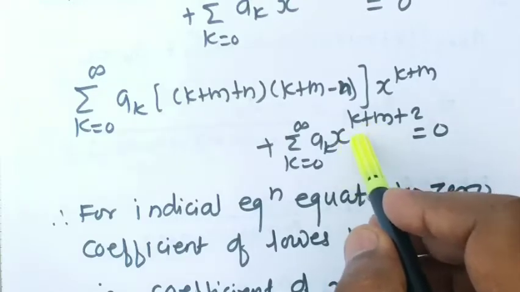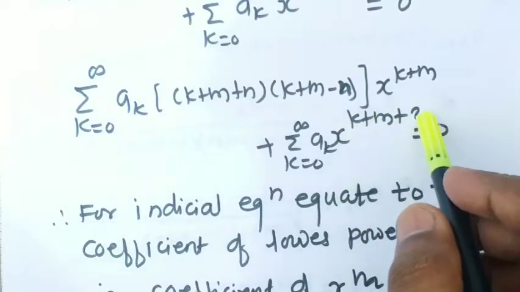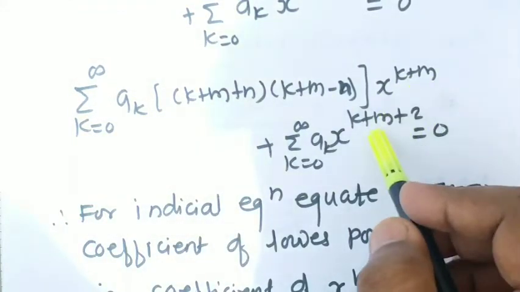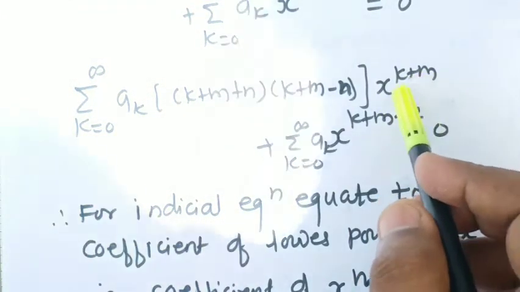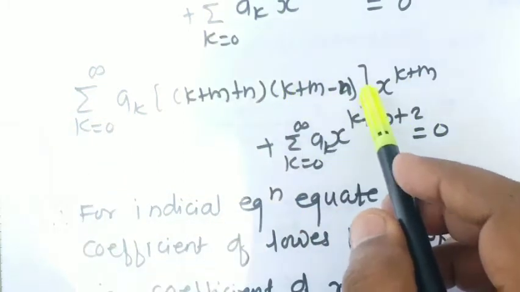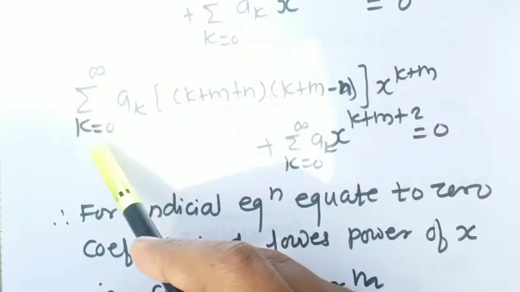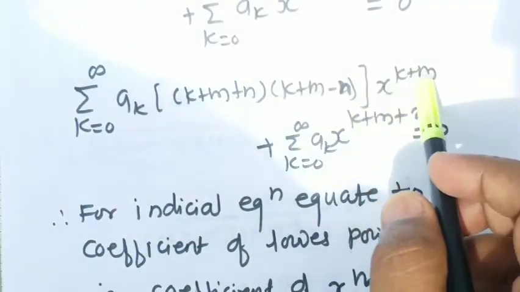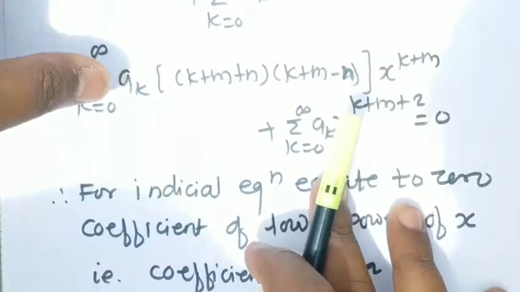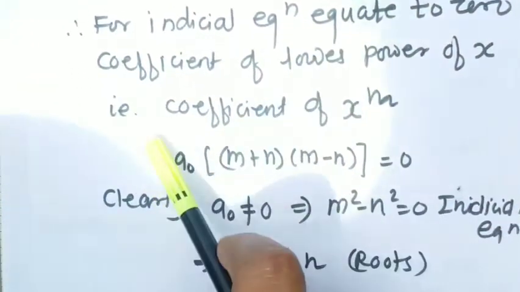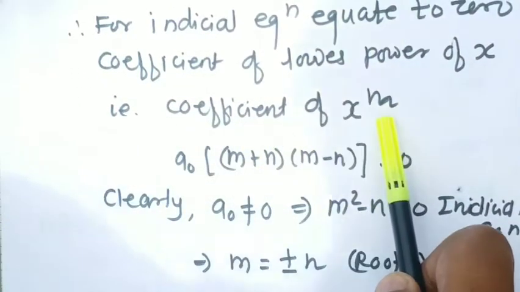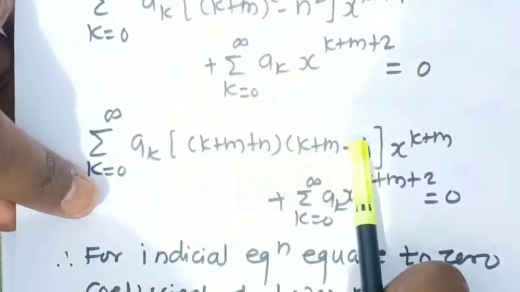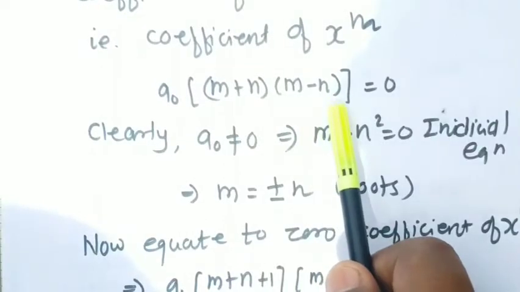Now if you see the power of x in the second series, it is k plus m plus 2. In the first series, it is k plus m. So k plus m is less than k plus m plus 2. So the least power of x will come from the first series, and that is for the value k equal to 0. So when k is 0, we'll get the power of x as m. Hence, for the indicial equation, we need to equate to 0 the coefficient of x raised to m, and that is a0 for k equal to 0, (m plus n) into (m minus n).